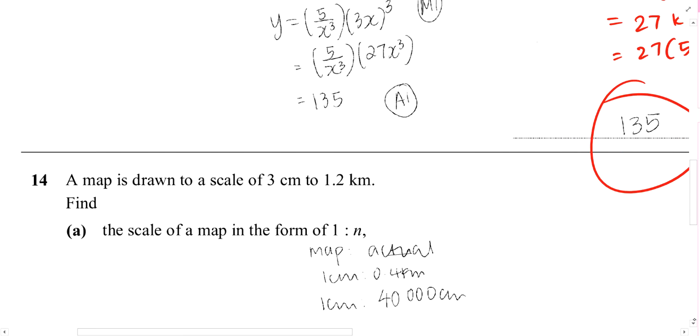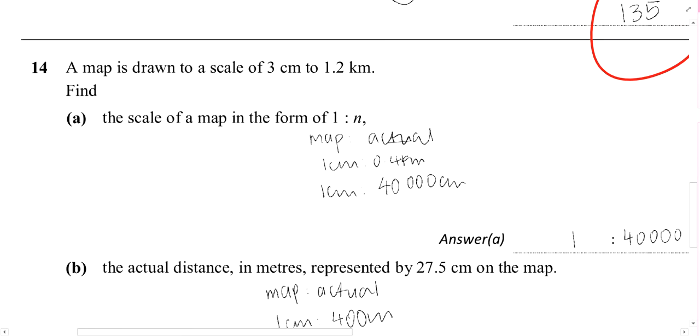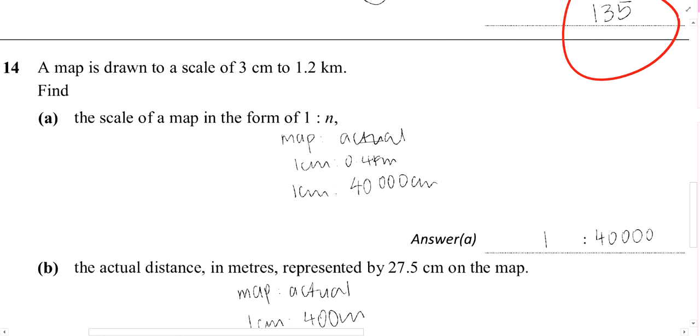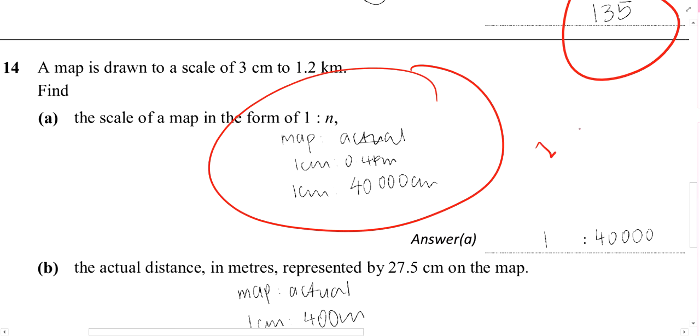Map scale. 1 is to 40,000. This presentation, short and simple. Okay? But I want you to include length at the side. So you have the map, you have actual, put the word length at the side.